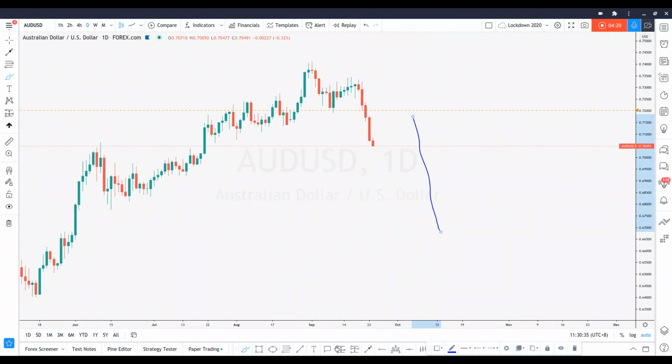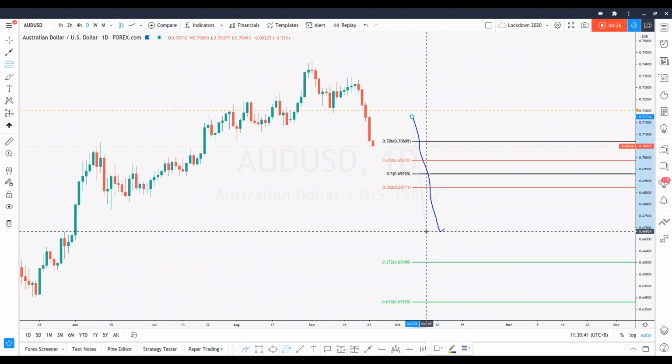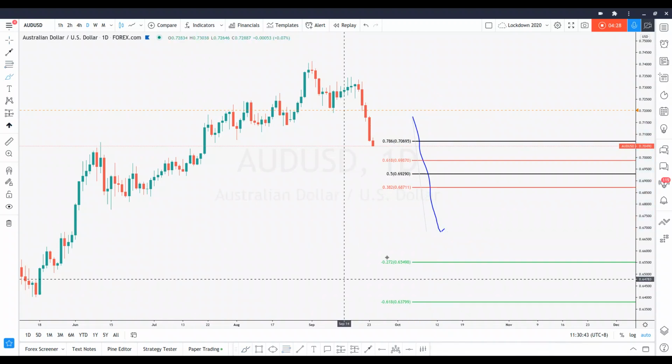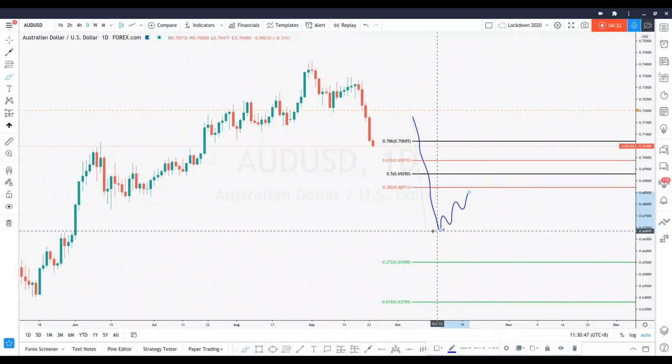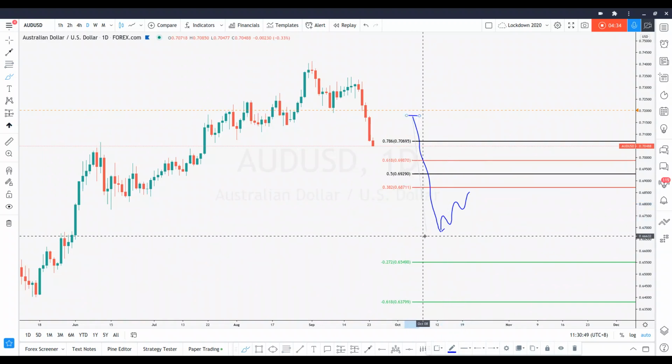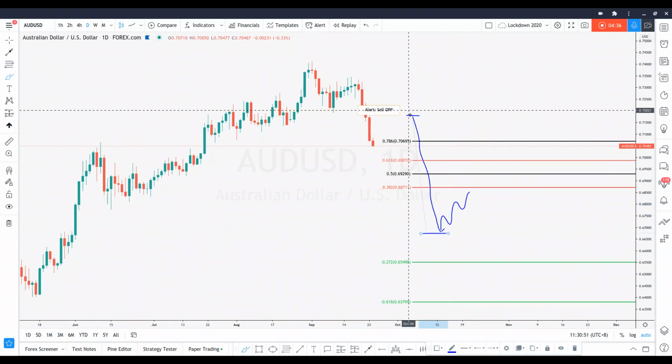Once the market has completed the impulse, only then you can take your Fibonacci from the high over here all the way down to the low. The market will then start a correction. Once the correction has started, you know that your Fibonacci is valid because it's already finished the impulse to the downside, and now the correction is going to start.